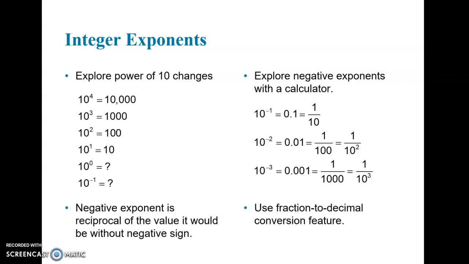10 to the negative 1 equals 1/10, that's 1 over 10. 10 to the negative second is 1/100th, 1 over 100, or 1 over 10 to the second. 10 to the negative third means 1/1,000th, 1 over 1,000, or 1 over 10 to the third.